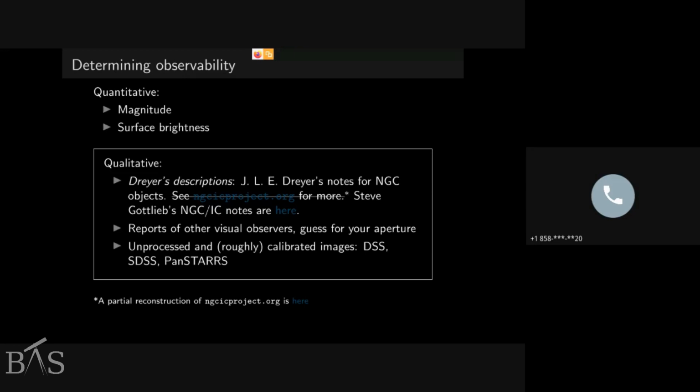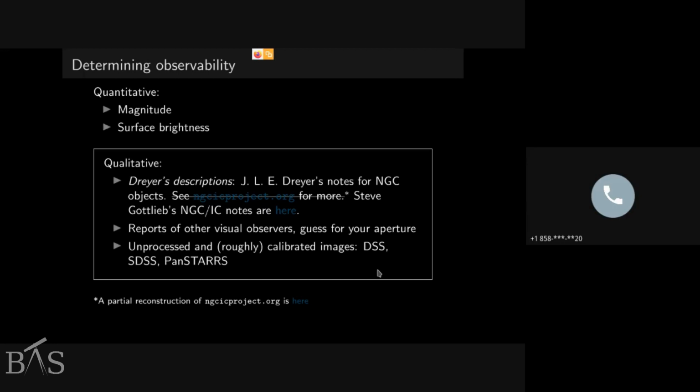And like I said earlier, the unprocessed, roughly calibrated images like the Digitized Sky Survey, and these are two other sky surveys. PanSTARRS is very new. SDSS is the Sloan Digital Sky Survey. It's only the Northern Hemisphere. But DSS has both North and South. And DSS images are very useful for this.